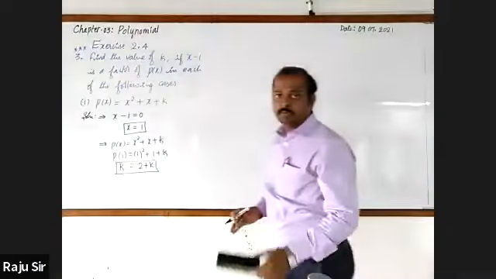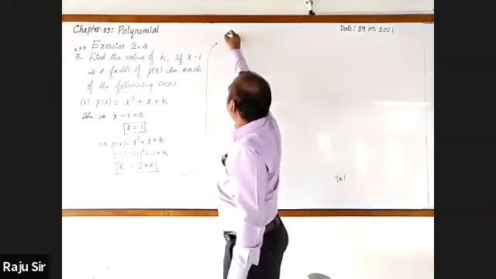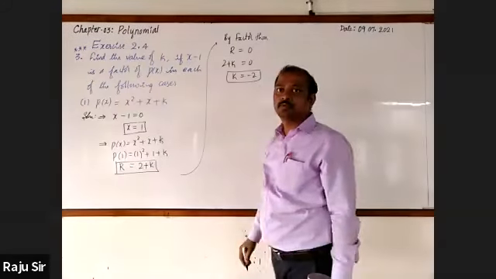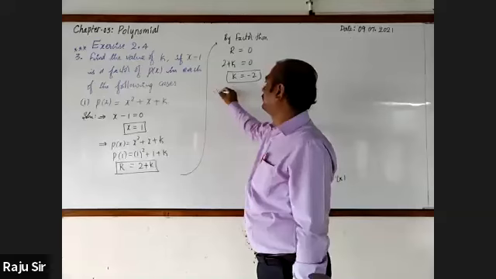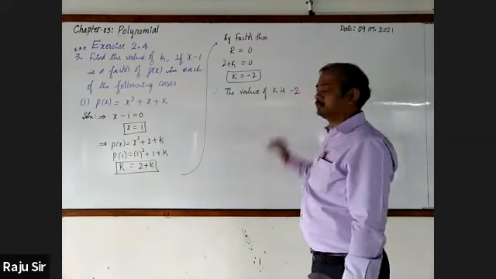By factor theorem, they have given that x minus 1 is a factor. So according to the factor theorem, the remainder r is equal to 0, where the remainder is 2 plus k. So 2 plus k is equal to 0, k is equal to minus 2. Therefore, the value of k is minus 2.